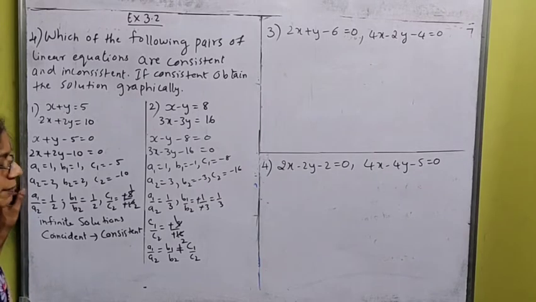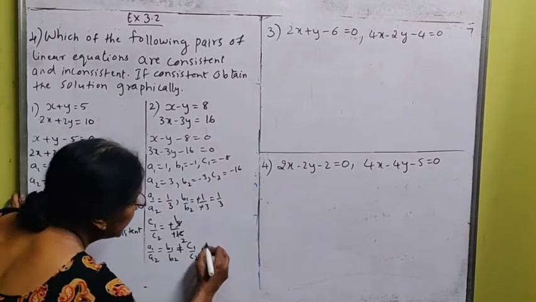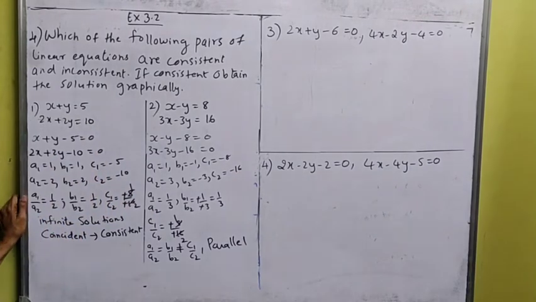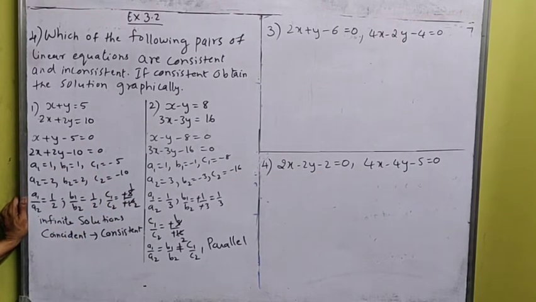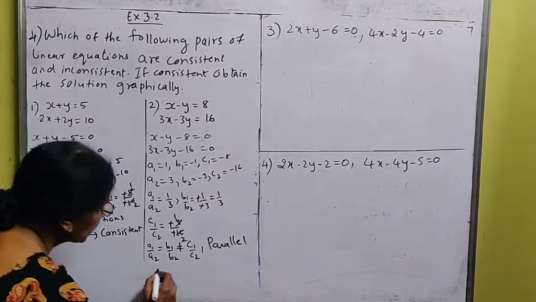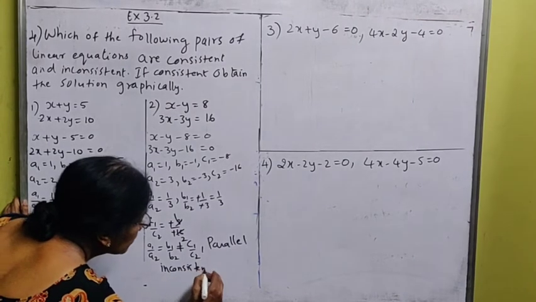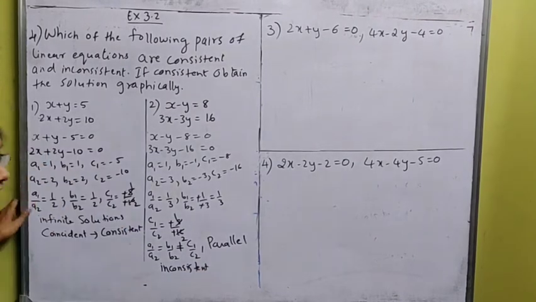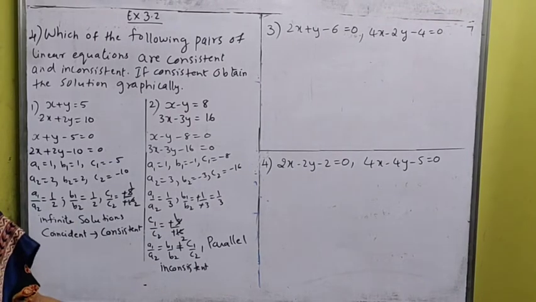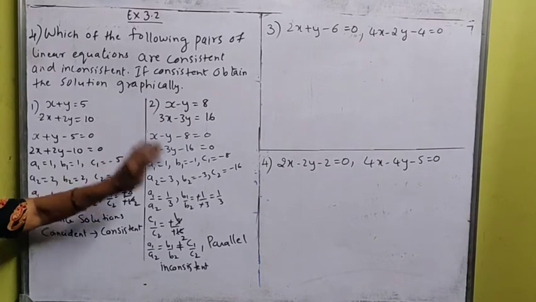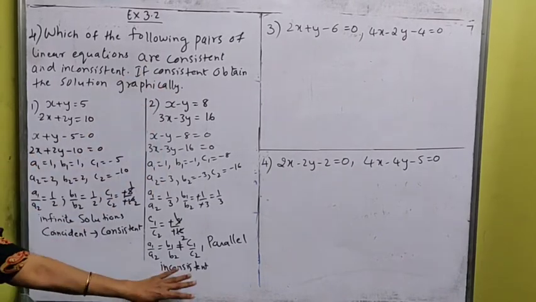So here what type of graph will there be? It is a parallel lines graph. Okay. So is it consistent or not? It is not consistent. So it is inconsistent. Why? Because it is a parallel graph, there is no common meeting point. So there is no solution. So it is inconsistent.